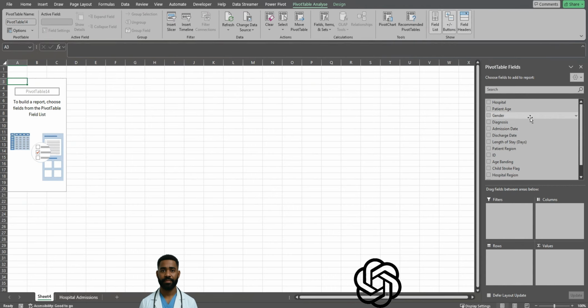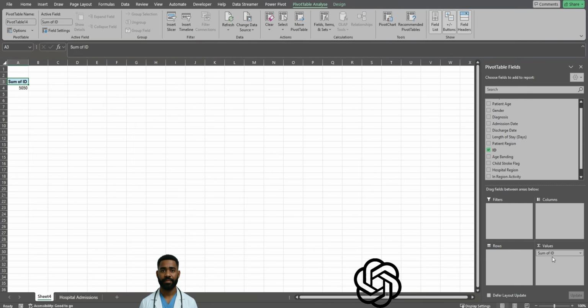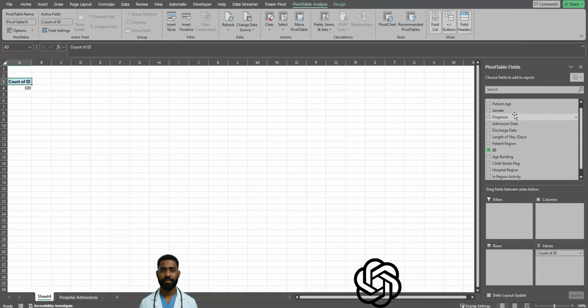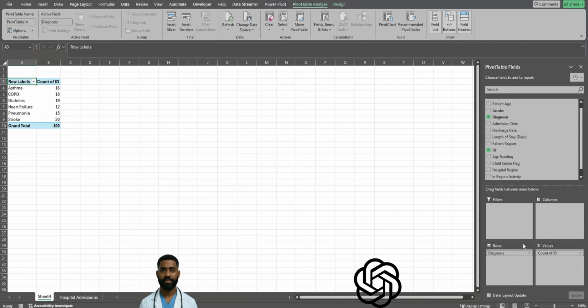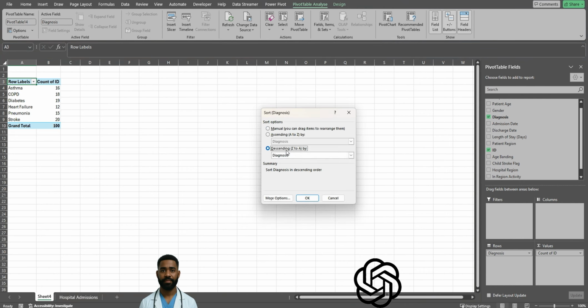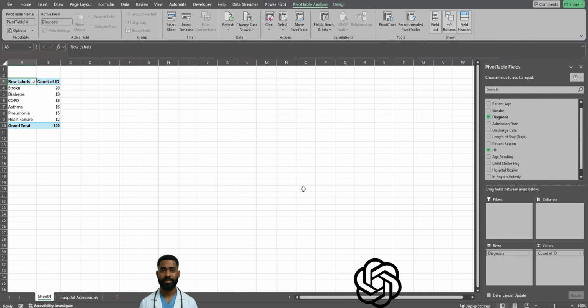So we're going to just do a frequency analysis. So how many admissions for each diagnosis. We can use an ID because we know that that's meant to be a unique field. Use the count of the ID. We can apply the diagnosis in our rows to break down this aggregation. Let's just sort it as well by the highest to lowest values.